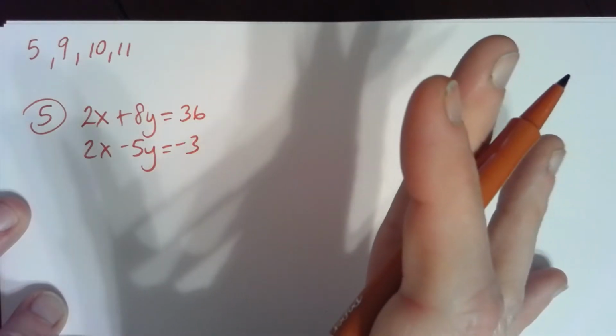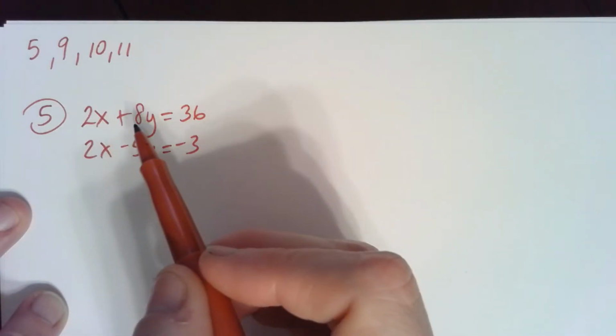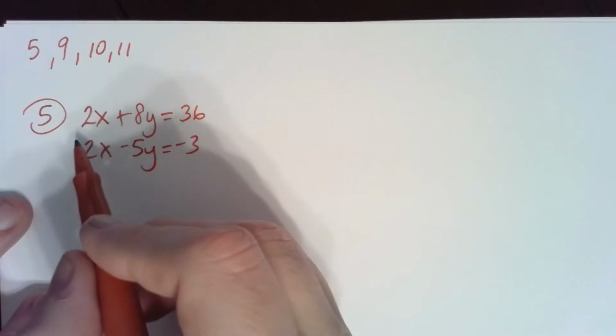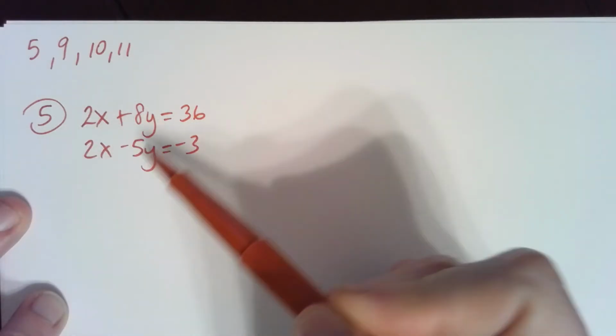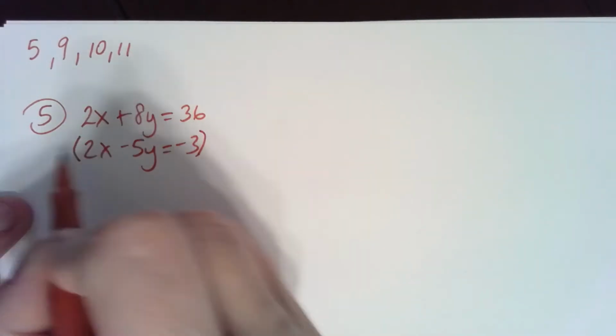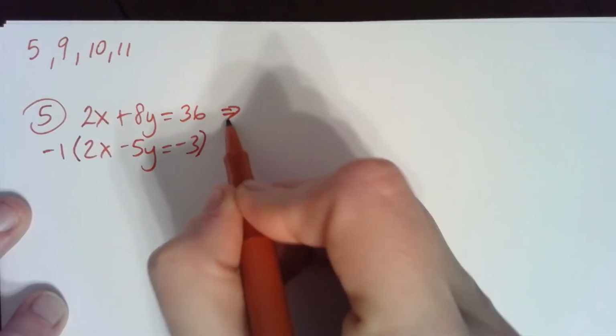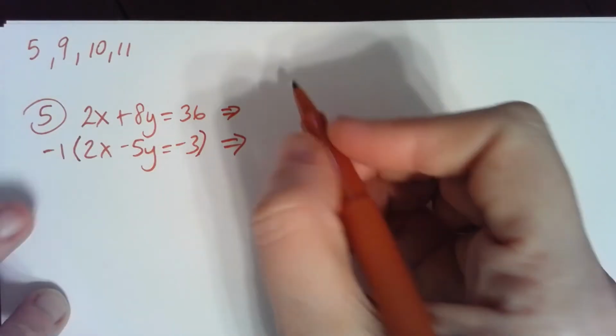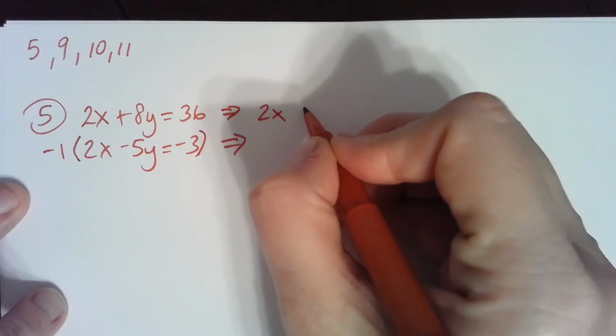I could, if I wanted to, multiply this row by 5 and this row by 8, but that seems really complicated. It seems like it'd be easier to just multiply one of these by negative 1. So I'm going to multiply the bottom row by negative 1. You could have just as easily multiplied the top row by negative 1. Since I didn't mess with the top row, I'm just going to move it right over.